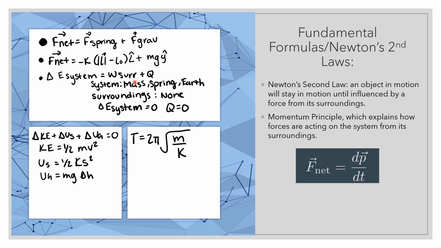This is the energy principle, where the change in energy in the system is the amount of work done by surroundings plus heat. The system is the mass, spring, and earth, and there are no surroundings, which means change in energy should be 0 since there is no work done and no heat. And these are the energy formulas written out, and this is the period equation to find the spring constant.